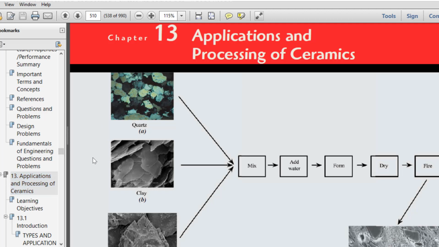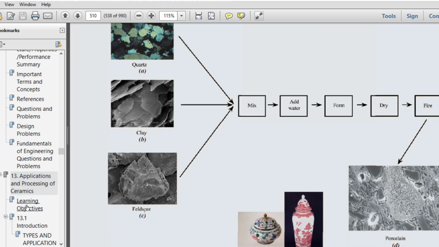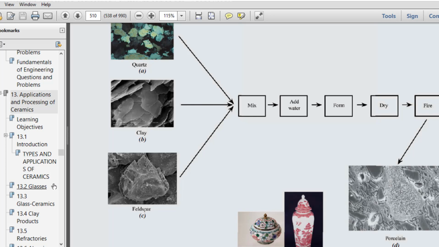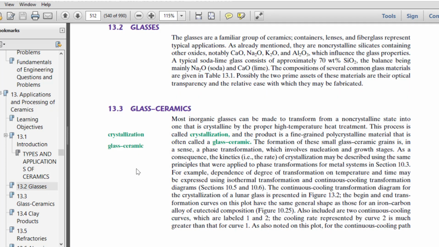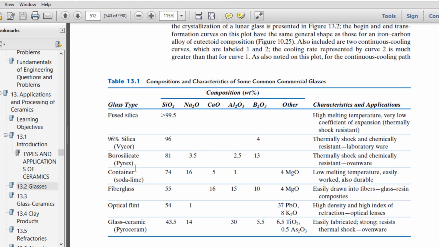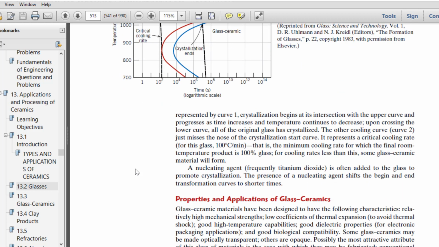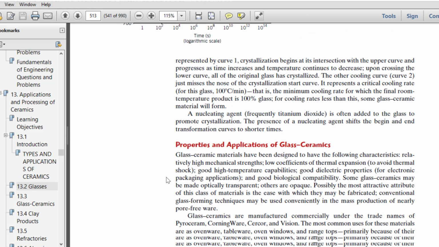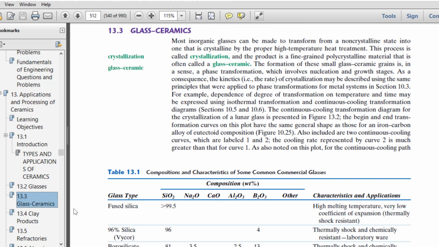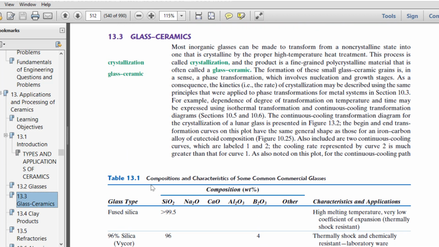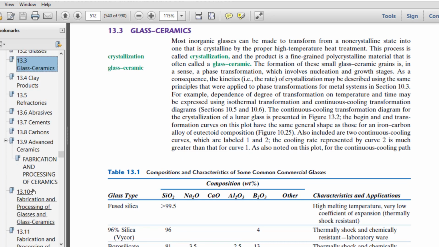So this chapter you can skip, however there is one thing, it talks about these glasses. So I would tell you that you should have a little bit of an idea how this glass is manufactured, okay, and what is the process of manufacturing of this glass. So that part only you read from chapter 13, and the rest you can leave, okay.